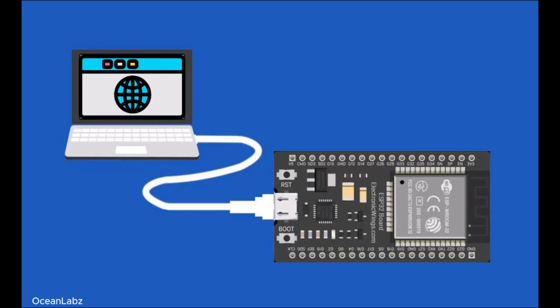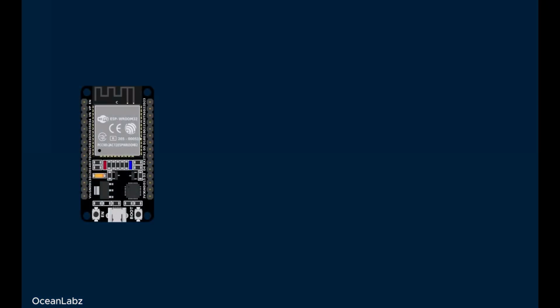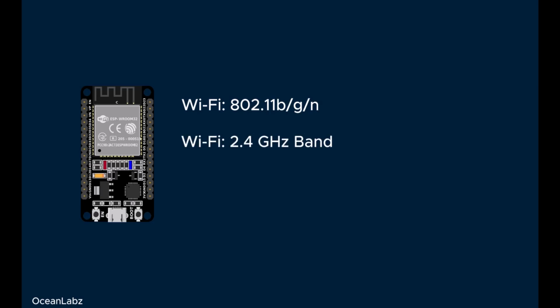Now, the ESP32 comes with built-in Wi-Fi that supports 802.11 standards, and it works over the 2.4 gigahertz band, which is basically the same Wi-Fi band used by your phone and most home routers.